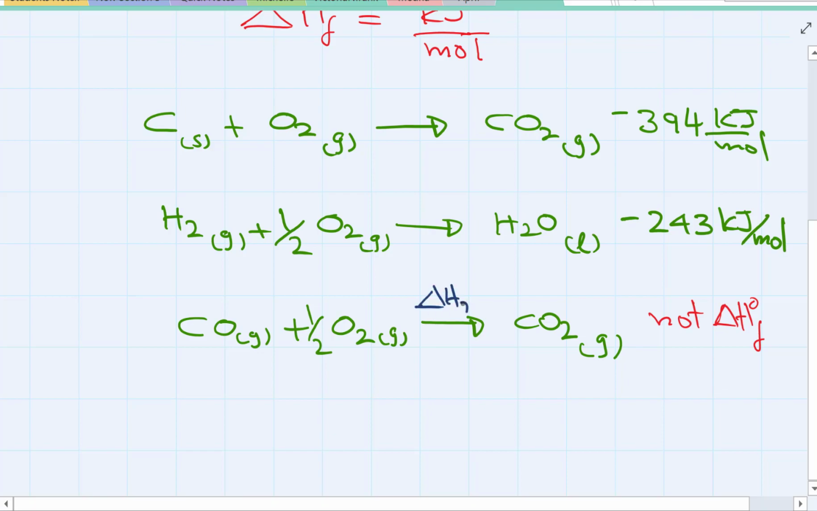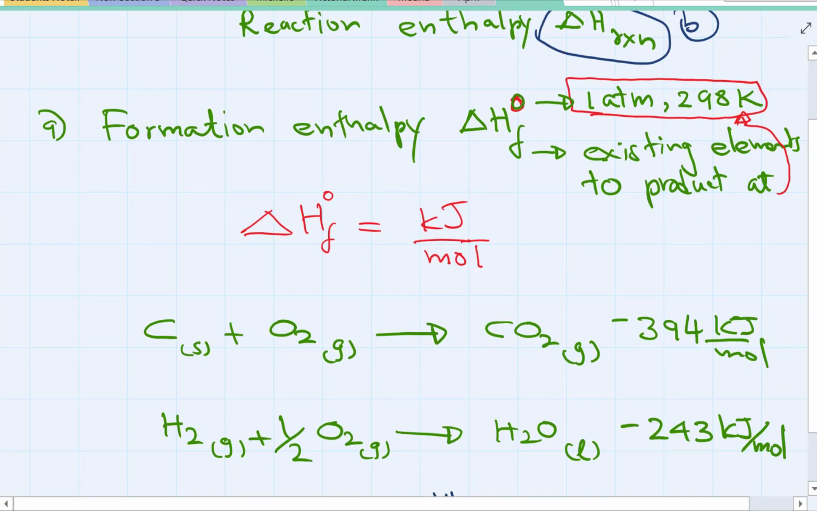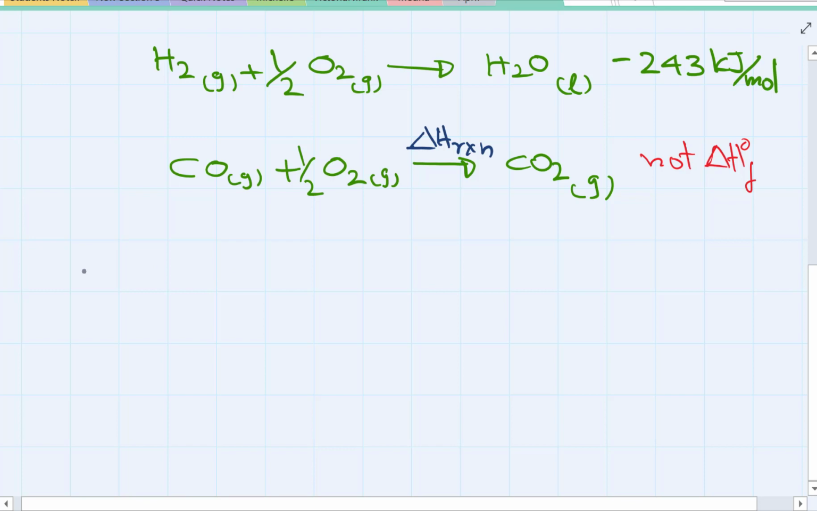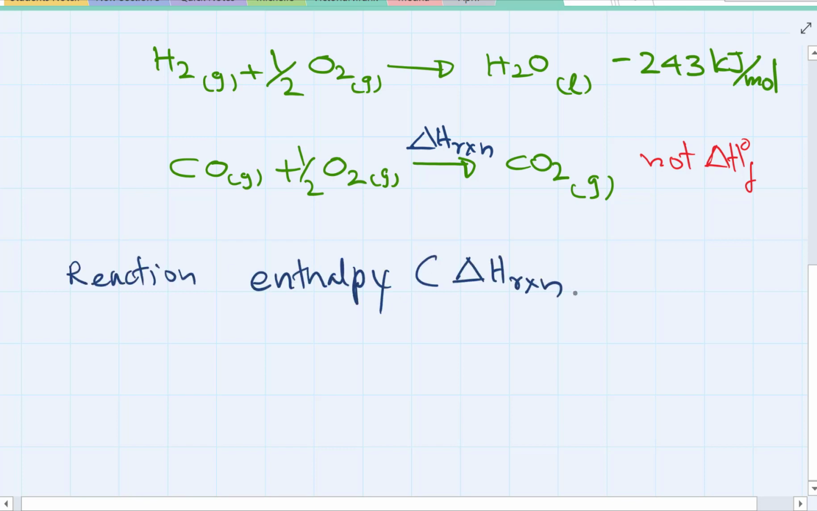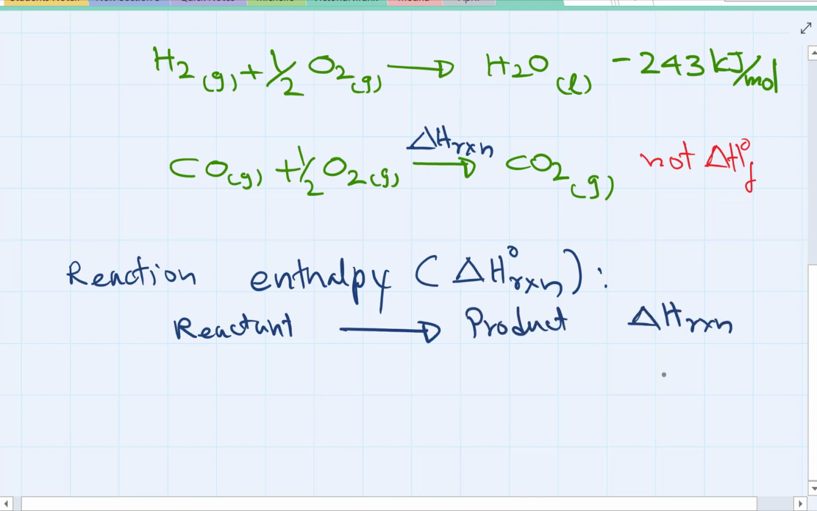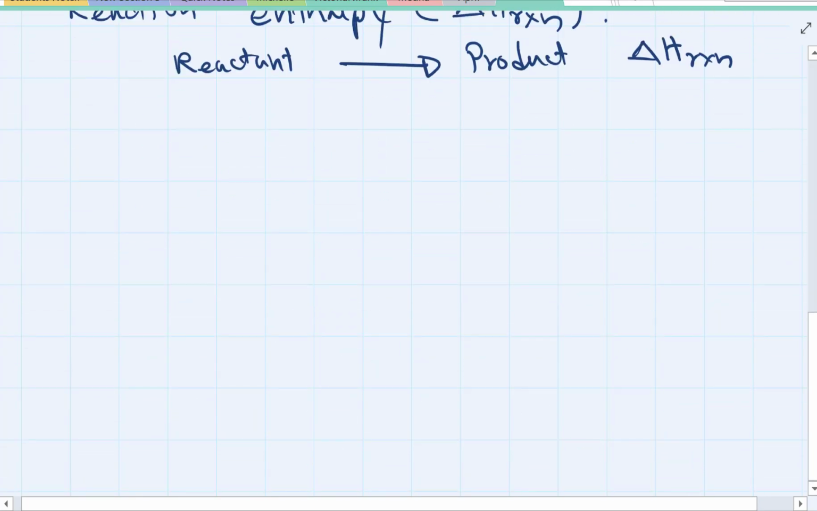Carbon monoxide and oxygen reacting gives CO2. Carbon monoxide is not an element, so that's not formation. That's a reaction enthalpy. That's a fundamental difference, so you know how to recognize the two. A reactant going to a product is a delta H reaction. It's not the elements going to the standard material. Okay, right.